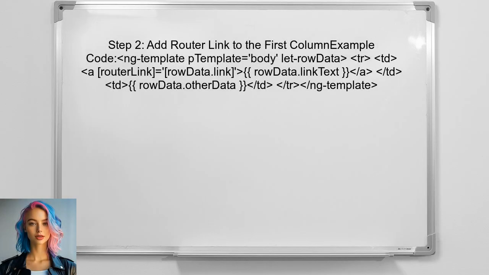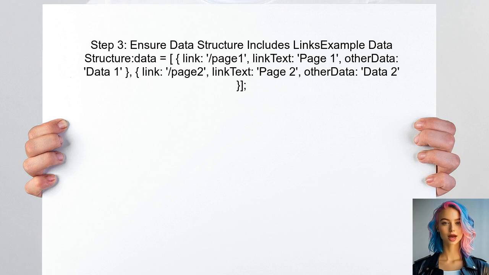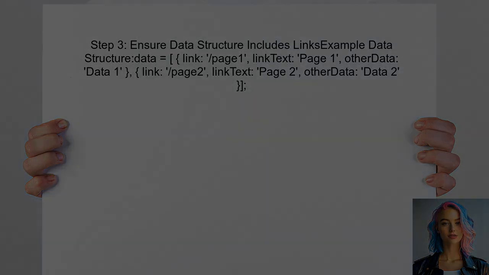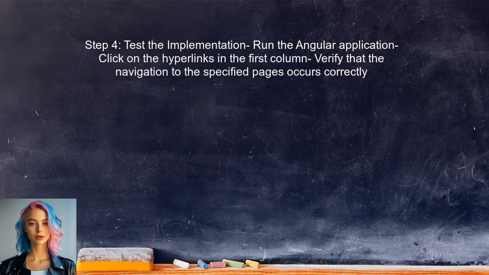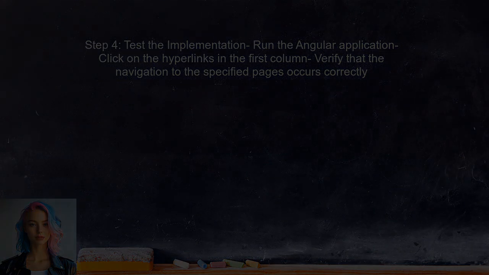Next, the user should modify the first column to include the router link. This can be done by using the Angular directive called router link within the table cell. After setting up the router link, the user should ensure that the data being passed to the data table includes the necessary properties. This means each row of data should have a link and display text. Finally, the user should test the implementation by running the application and clicking on the hyperlinks in the data table. This will confirm that the routing works as expected.